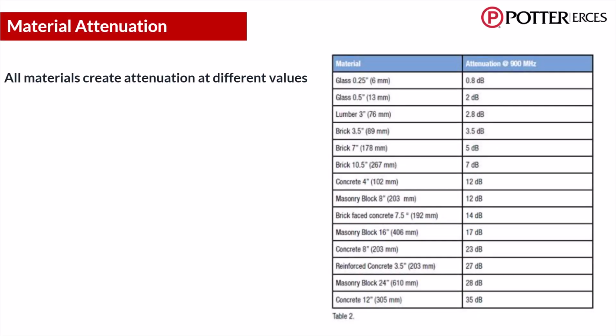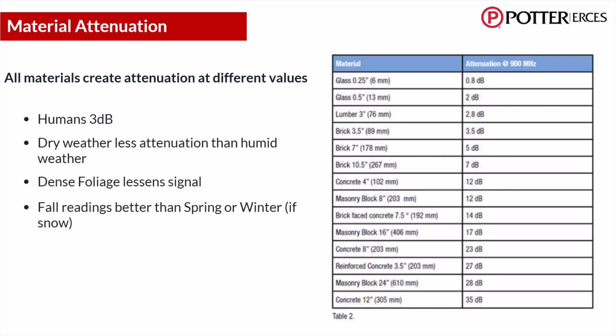As you can see from this table, different materials have different loss values. Even the weather and people can affect signal propagation and should be considered when conducting your site surveys.